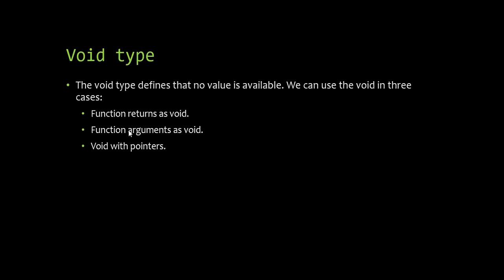And if the function argument is set as void, then it means that the function is not taking any argument. That function is not using any parameter. And we can also use void with a pointer. Let's see.